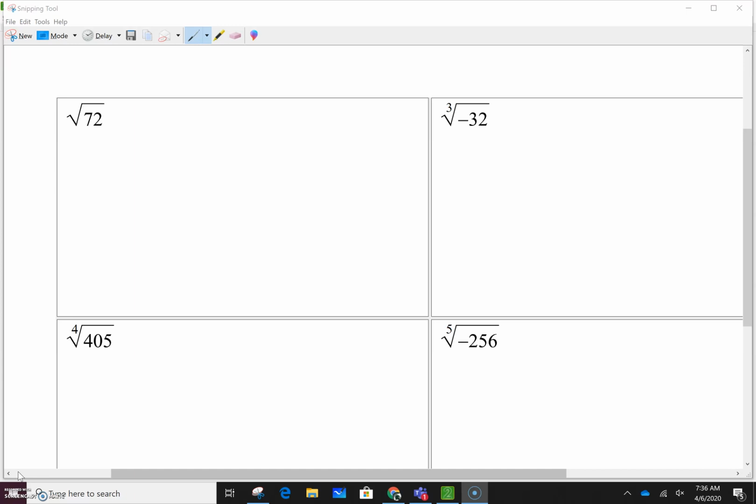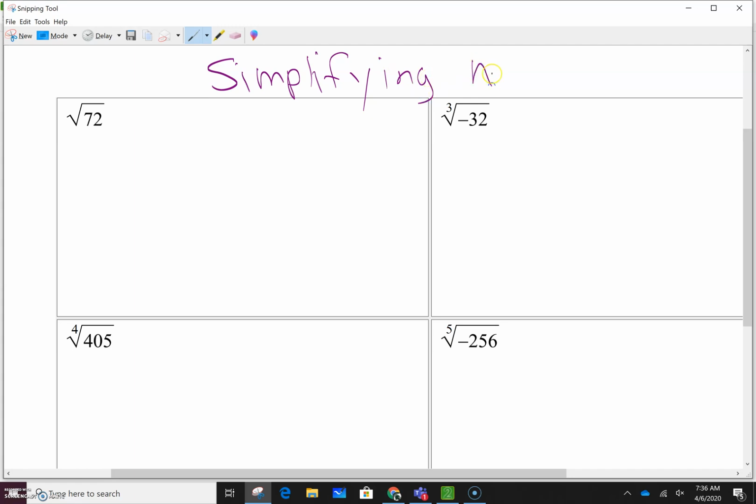We are going to be working with simplifying radicals of many different powers. So we're going to be working with simplifying what we call the nth degree. So far you've worked with square root radicals. That would be very similar to this one right here. That is asking us to simplify the square root of 72.